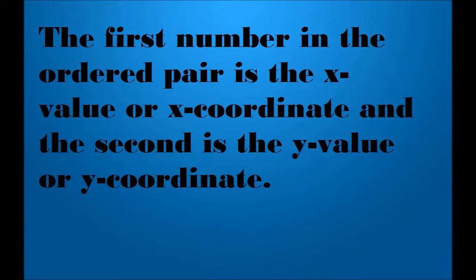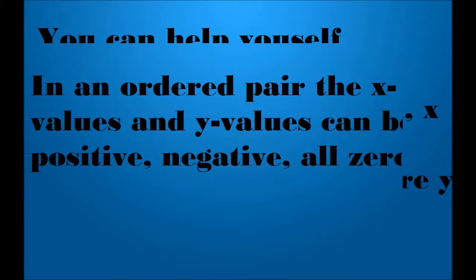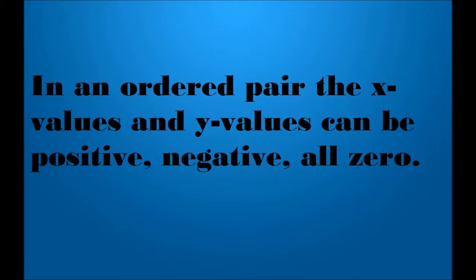The first number in the ordered pair is the x value or x-coordinate, and the second is the y value or y-coordinate. You can help yourself remember the order because it is alphabetical. X comes before y in the alphabet, and it comes before y in an ordered pair. In an ordered pair, the x values and y values can be positive, negative, or zero.